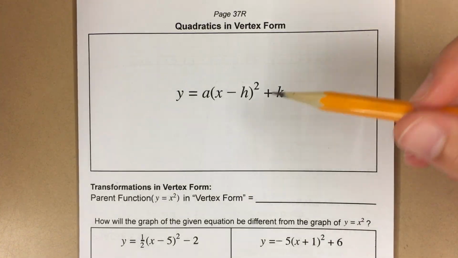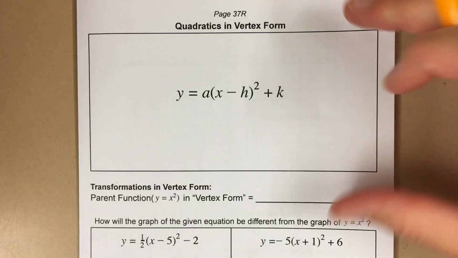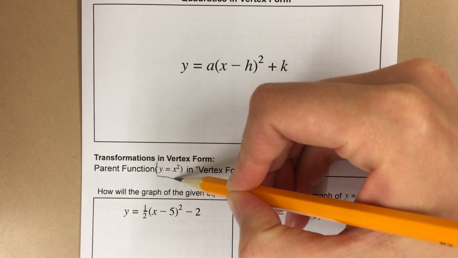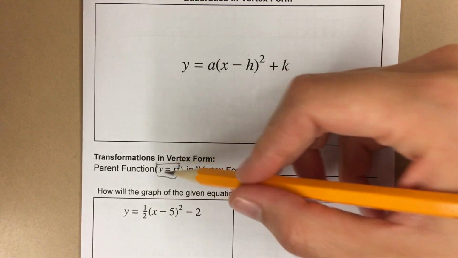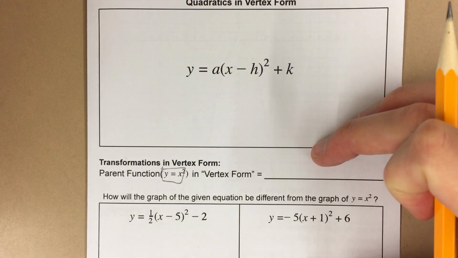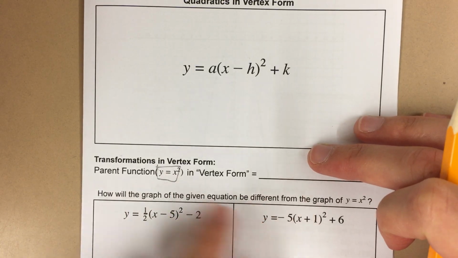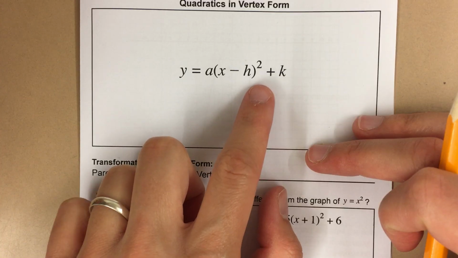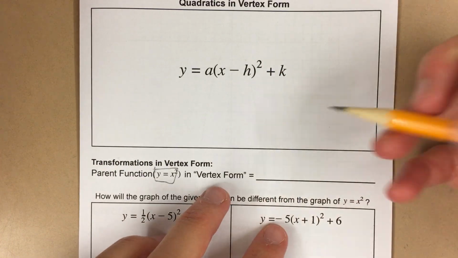In today's lesson, you're going to be learning all about vertex form. Okay, now we've talked about the parent function, right? This is the parent function for quadratics, meaning it's the simplest quadratic function. Okay, and I'm gonna write that parent function in vertex form. But then what we're gonna talk about is how vertex form can change a graph.